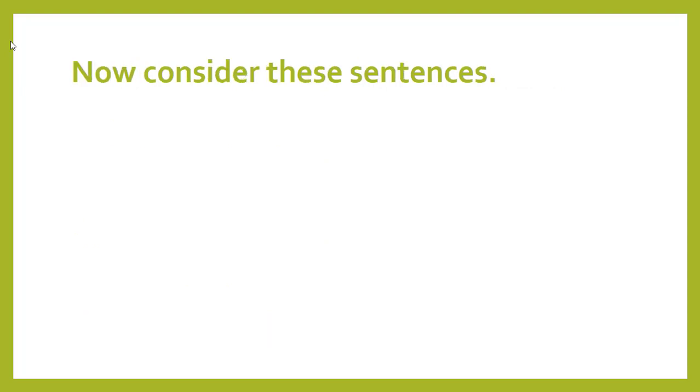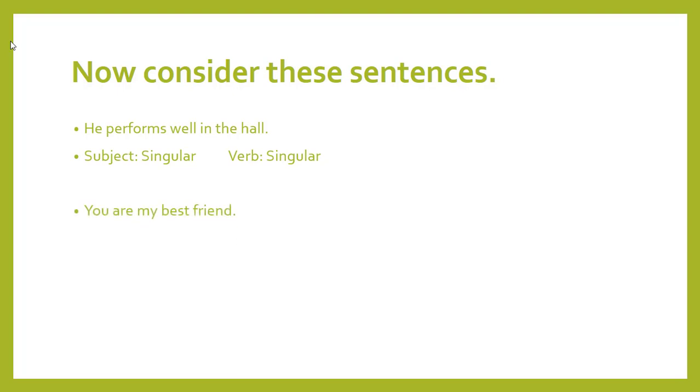Now consider these sentences. Sentence number 1 is: He performs well in the hall. This sentence has a singular subject and its verb is also singular. He is a singular subject while its verb, performs, is also singular.